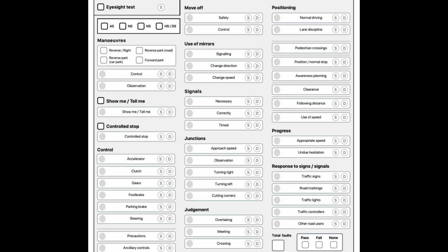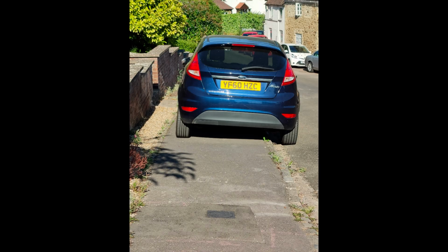The first point where you could incur a serious fault is before you even get into the car, if you were to fail the eyesight test by being unable to read a car number plate from 20 meters away. If you need glasses to be able to read the number plate, then you must wear them while driving.